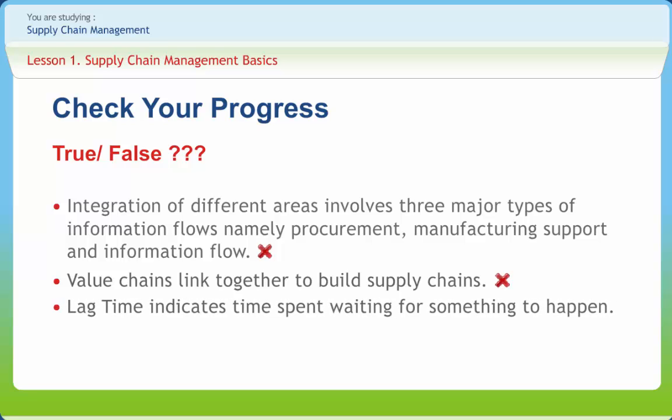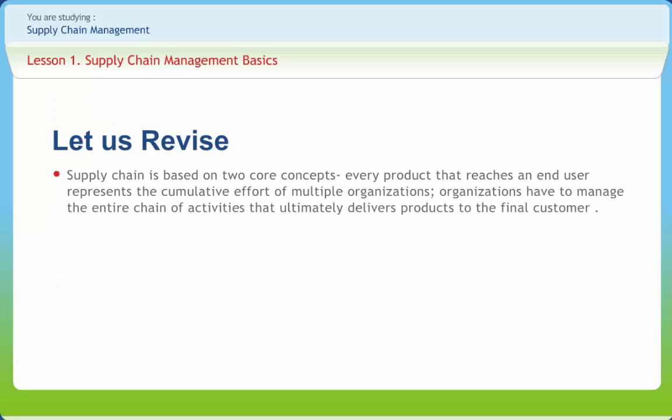Lag time indicates time spent waiting for something to happen. True or false? True. The supply chain is based on two core concepts. Firstly, practically every product that reaches an end user represents the cumulative effort of multiple organizations. These organizations are referred to collectively as the supply chain. Secondly, organizations have to manage the entire chain of activities that ultimately delivers products to the final customer in order that each stage of the supply chain and all its constituents can maximize profits.